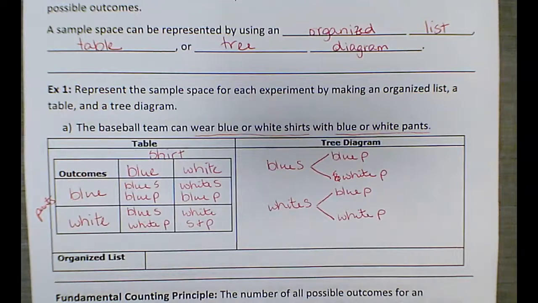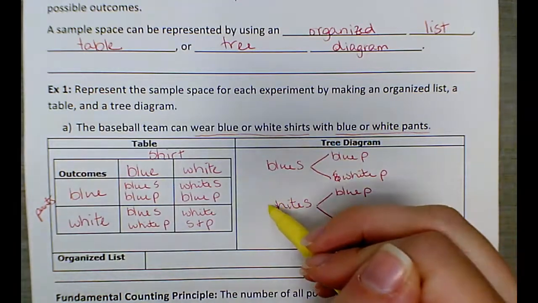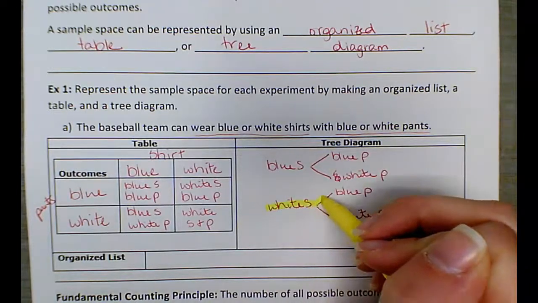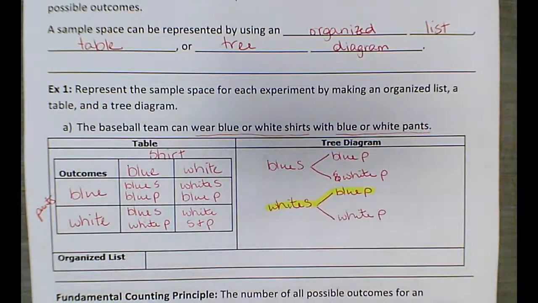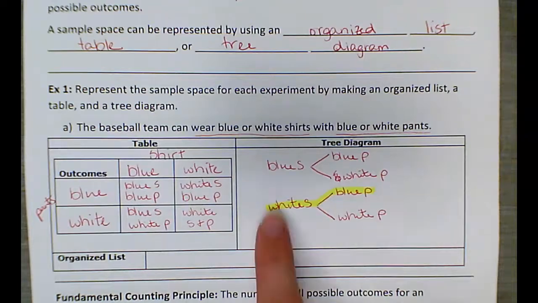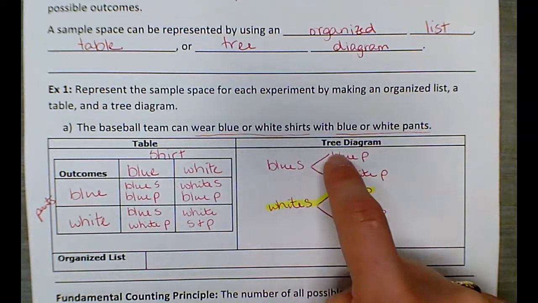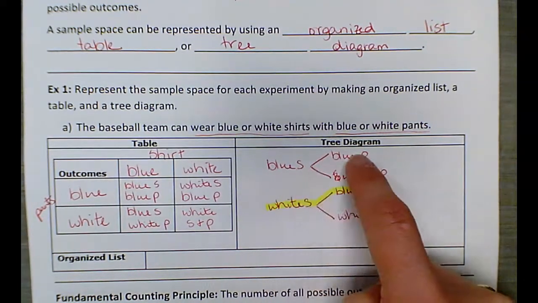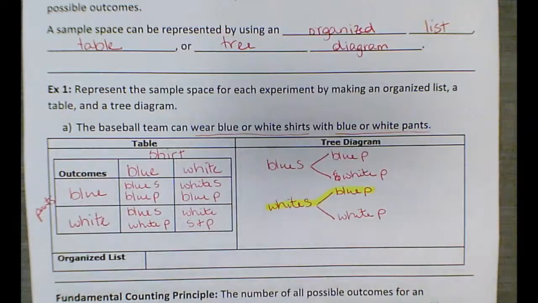So your probability of picking a particular outfit follows the line. If I'm looking for white shirt, blue pants, that outcome is here. White shirt, follow the line, blue pants. Maybe I'm looking for blue shirt, blue pants. I would follow the line here and here, and that is an outcome: blue shirt, blue pants. So you follow the lines in a tree diagram.